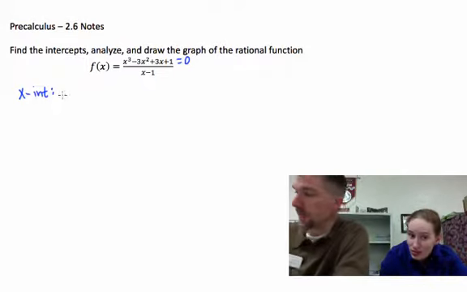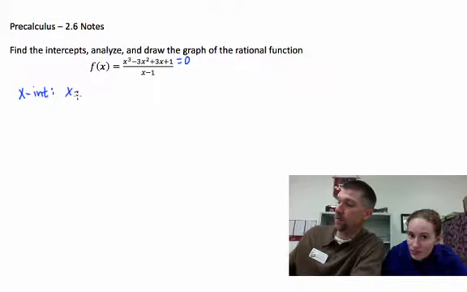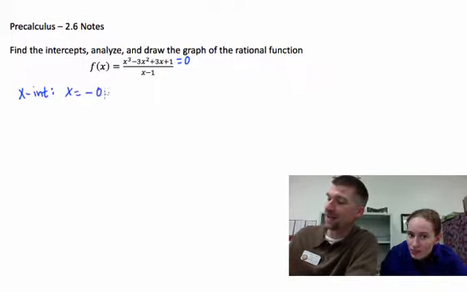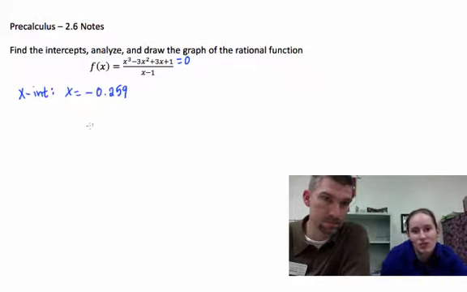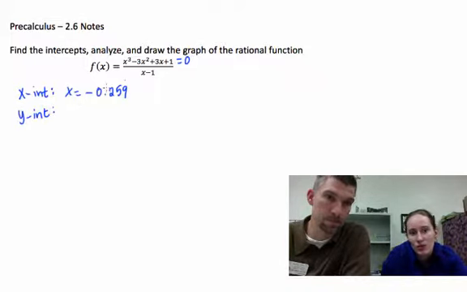So what did you say it was? I got -0.259. Okay, so that's our X-intercept. Because we couldn't factor it, we might as well just graph it and use the decimal. Yep. But that's a last resort. Keep that in mind. Y-intercept.